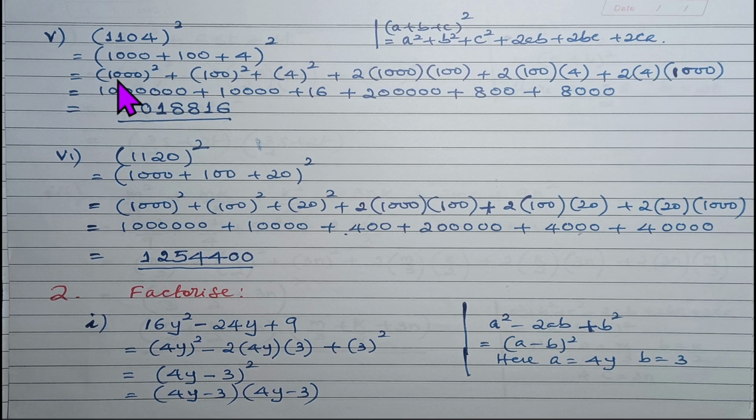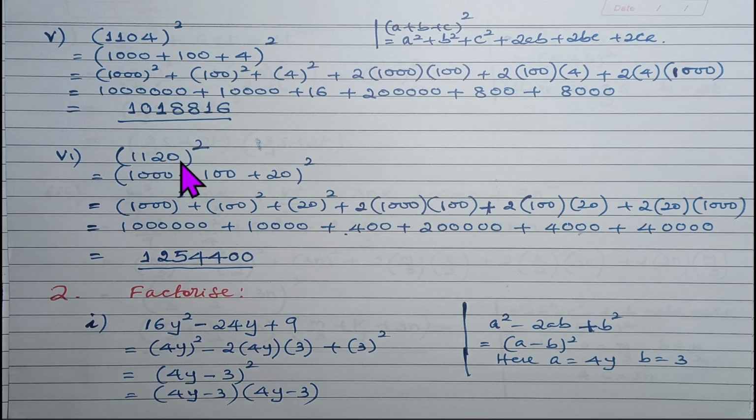So squaring this, we get 1 followed by 6 zeros. Squaring this, we get 1 followed by 4 zeros. 4 square is 16, and here 2 into 1 is 2 followed by 5 zeros, and 2 into 100 into 4, that is 800, and 2 into 4 into 1000 is 8000. Add all these, we get 1018816 is the answer for 1104 square. So try to understand that.